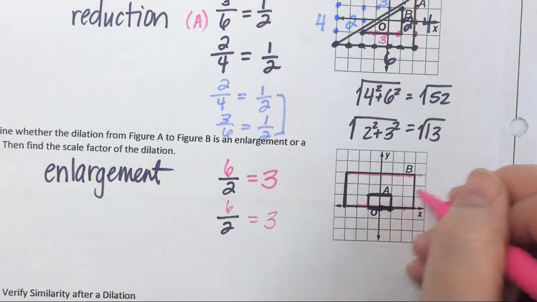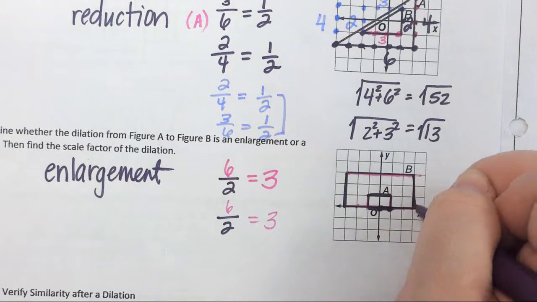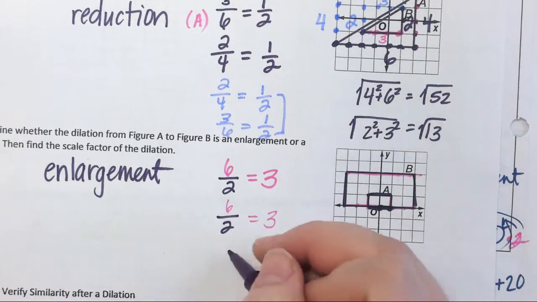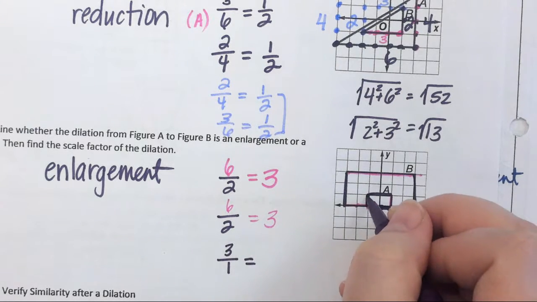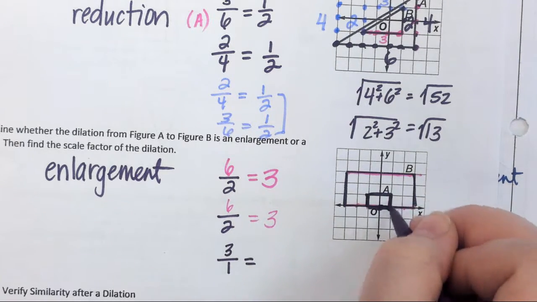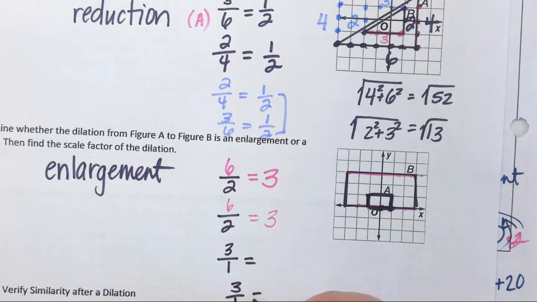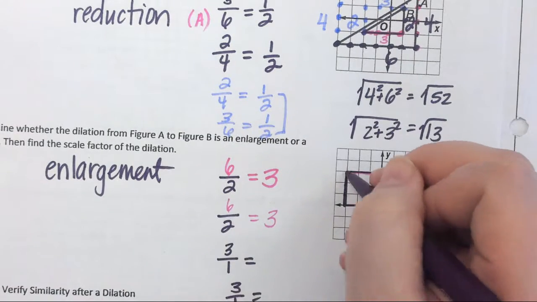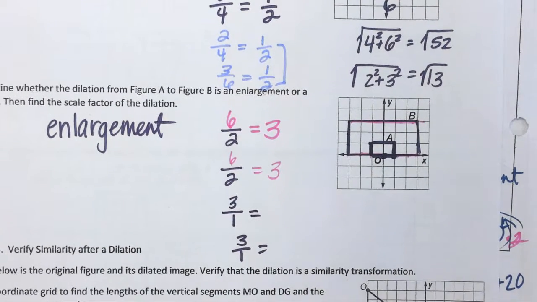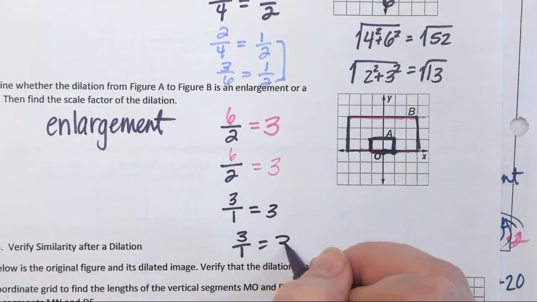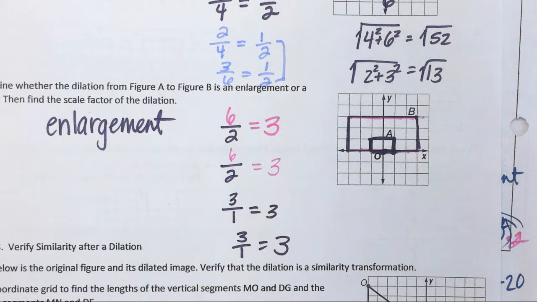What should I put in my fractions for the sides? 3 over 1. 1 on bottom, 3 on top. Because I went over 1 on each of the sides of A. And then on B, I went up 1, 2, 3. So I'm going to have 3 over 1, which again reduces to 3. So it's an enlargement, and my scale factor is 3. Are there any questions so far?